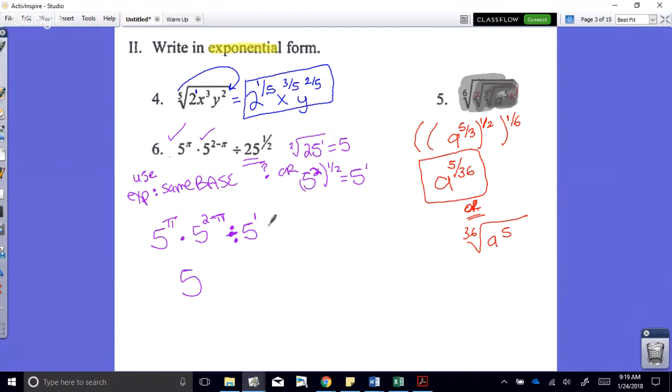So now we're going to play on our rules of exponents. We said when we multiply with the same base, we add the exponents. So the first two, we're going to add pi plus 2 minus pi. And if you notice, those pi's are just going to cancel, and that gives us 5 to the second. 5 to the second divided by 5 is just 5. When you divide, you subtract the exponents. The answer I'm looking for is 5.